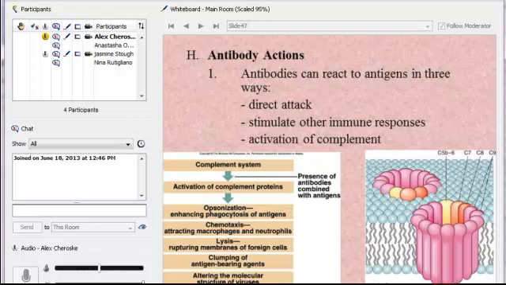And also chemotaxis. Chemotaxis is when we have chemicals that work to attract other cells, like we were talking about before, like smelling cookies. And so the antibodies in a little area can work to attract other types of cells, like phagocytes and things like that.